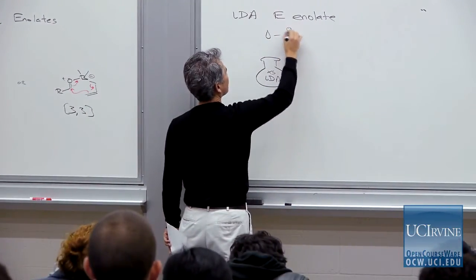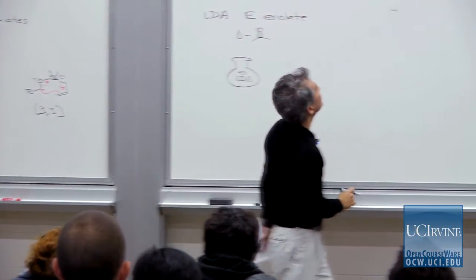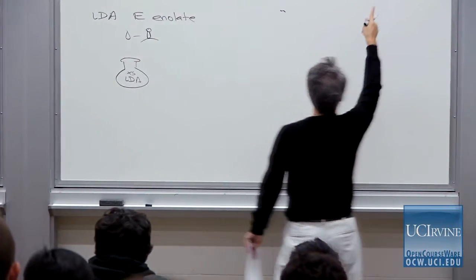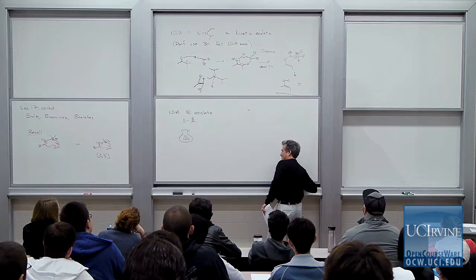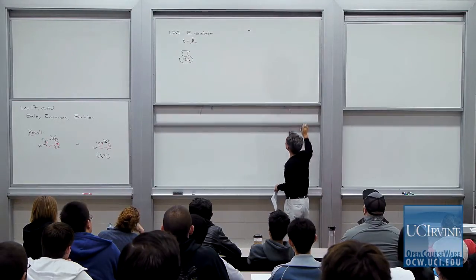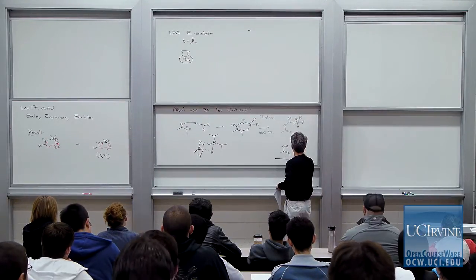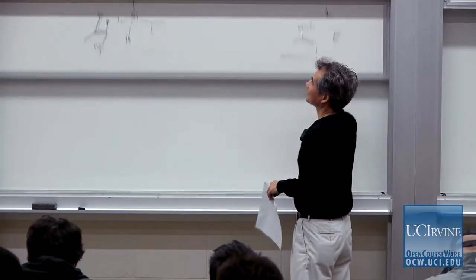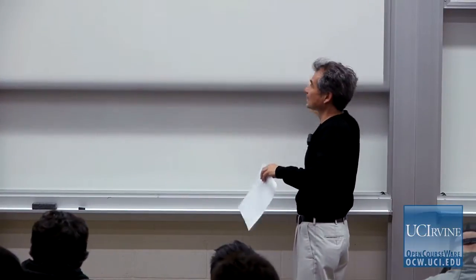Isn't that the E enolate that you drew? Did I draw the, oh, sorry. Okay, maybe it's not confusing to you, but it's confusing to me. So yes, it is. Thank you for asking about that. And as I'm telling you now, LDA gives you kinetically the E enolate.